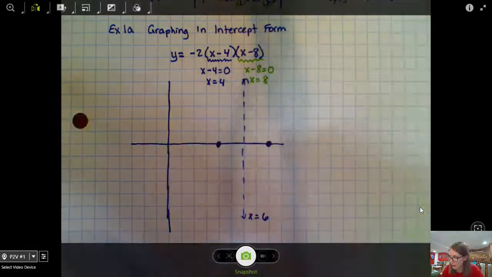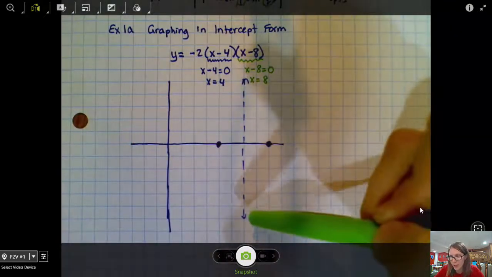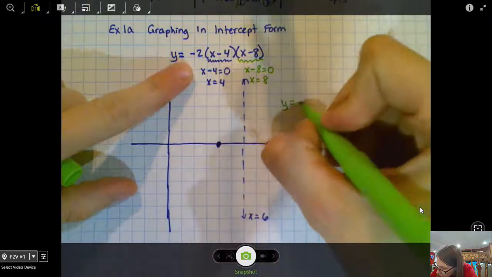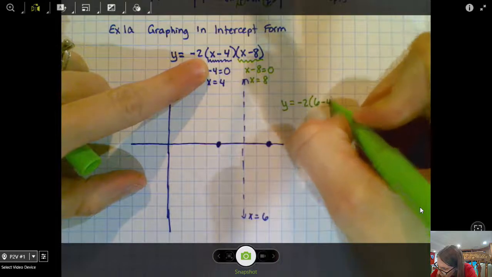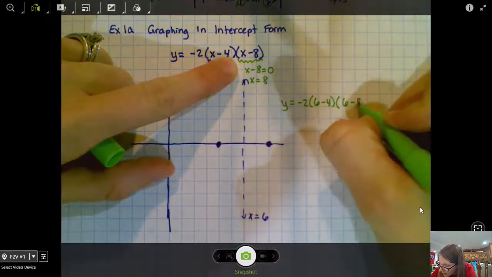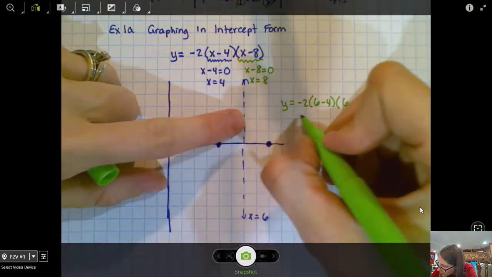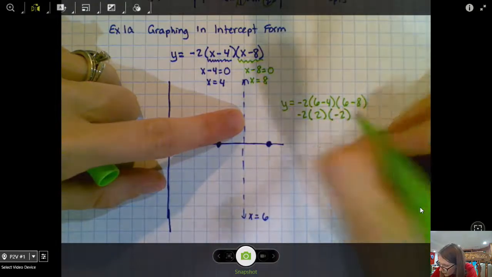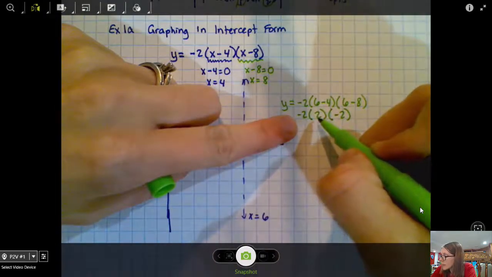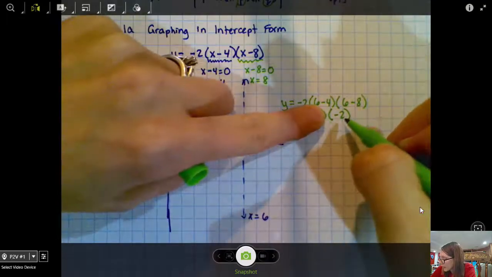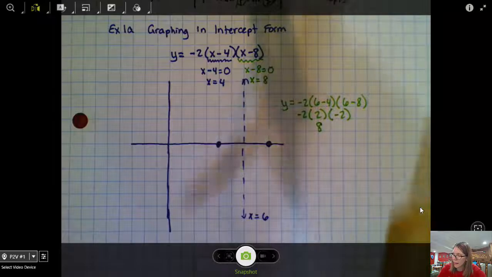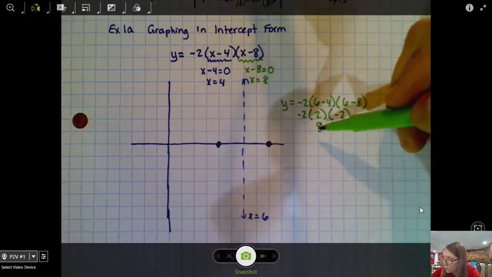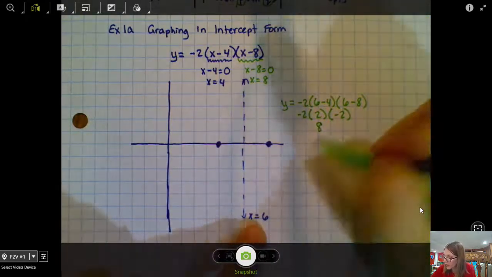To figure out the y-coordinate of our vertex, take the 6 and plug it into our equation. y equals -2 times 6 minus 4 times 6 minus 8. 6 minus 4 is 2. 6 minus 8 is -2. -2 times 2 is -4. Times -2 is +8. And I did not give myself enough room here. But +8 is the y-coordinate of my vertex. So my vertex altogether is 6, 8.